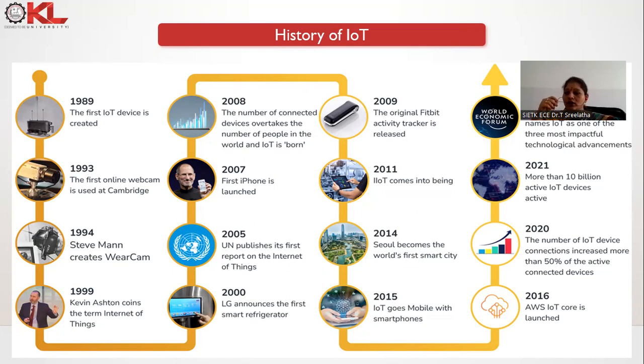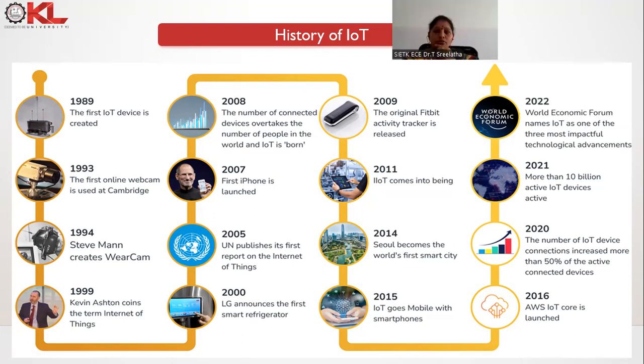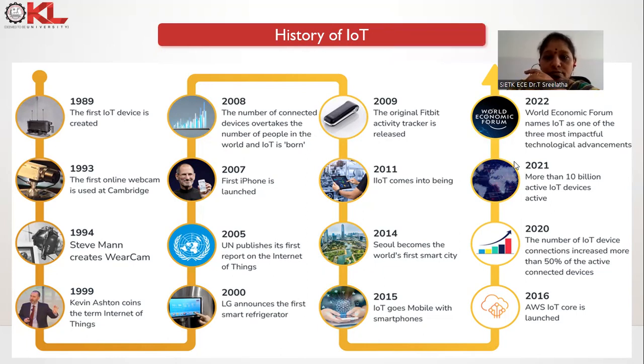Nowadays, the world economic forum names IoT along with advanced technologies like AI and machine learning. In 2009, the original Fitbit activity tracker was released. You can see nowadays some people wearing that device and tracking their health, how much they have run, walking, all those things. All these are some of the examples of our IoT. So it started from there.